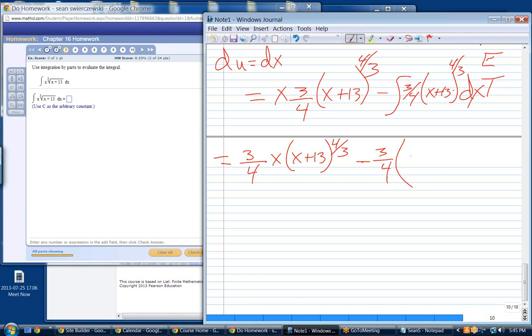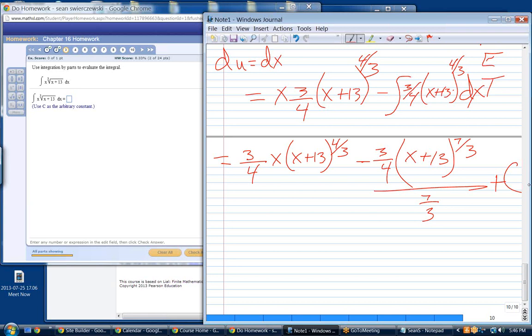It's going to be x plus 13 to the 5/3. Add 1. No, excuse me, 7/3, divided by 7/3, plus c. So there's our answer.